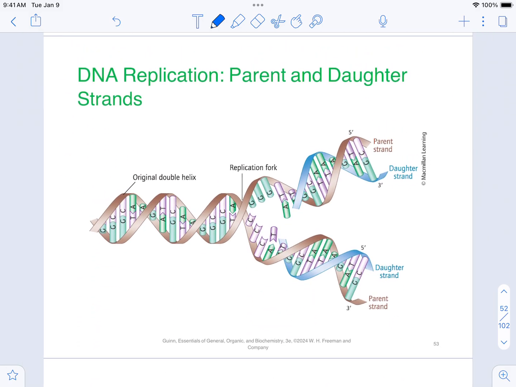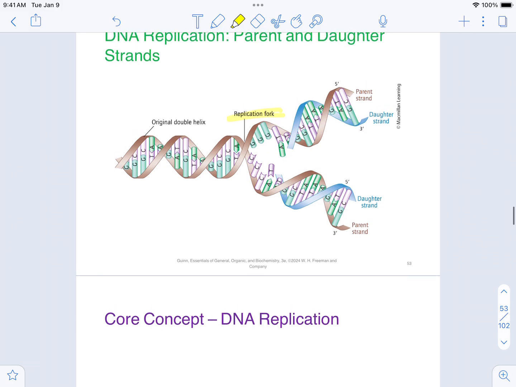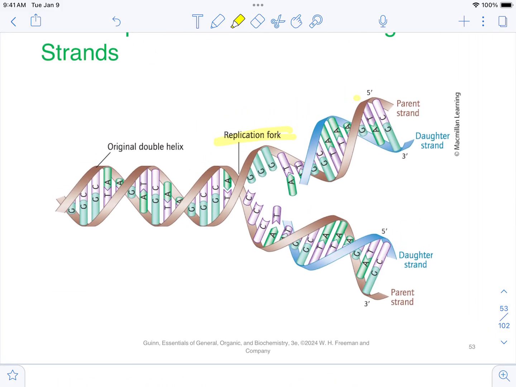So here you can see your parent strands are in brown and your daughter strands are in blue. You can see something called a replication fork, and we will talk about that. Look how it's oppositely anti-parallel, right? Your 5' and your 3'.